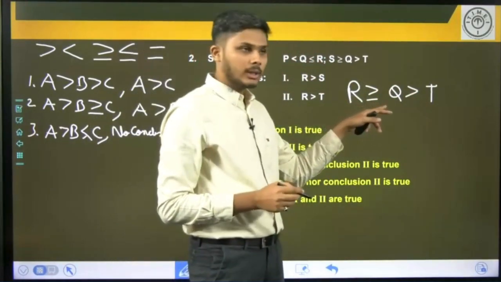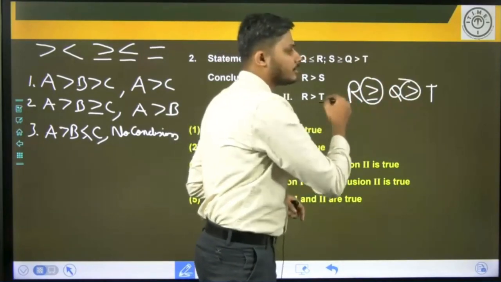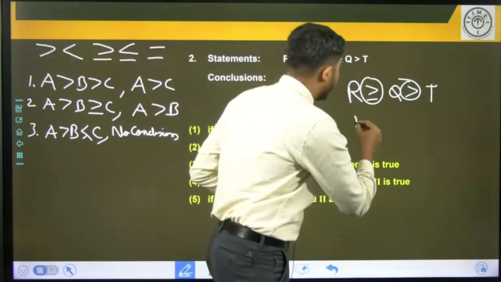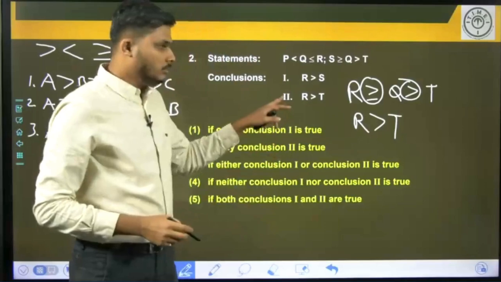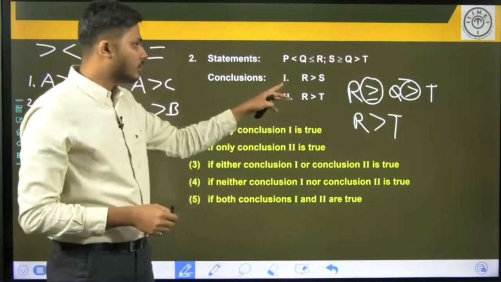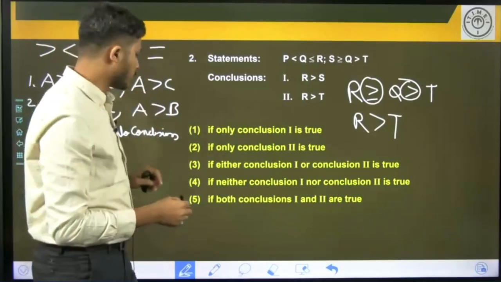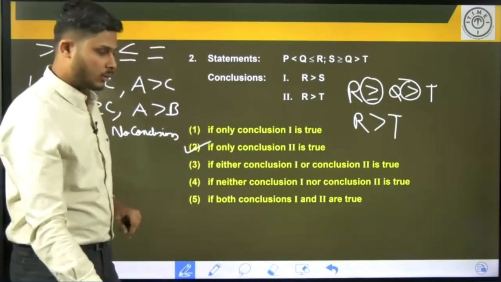As seen in the second shortcut, since the symbols are greater than or equal to and greater than, the end result will be R greater than T, which is true. So, conclusion 1 is false and only conclusion 2 is true. So, option 2 is the correct choice.